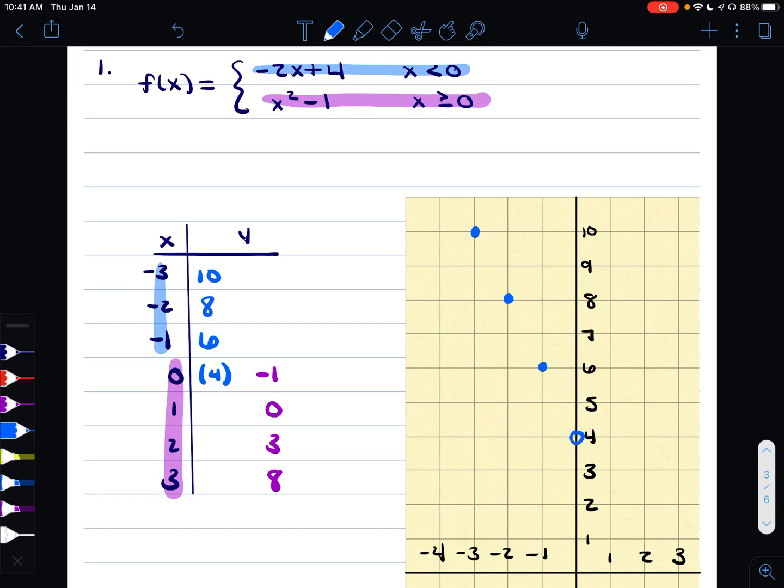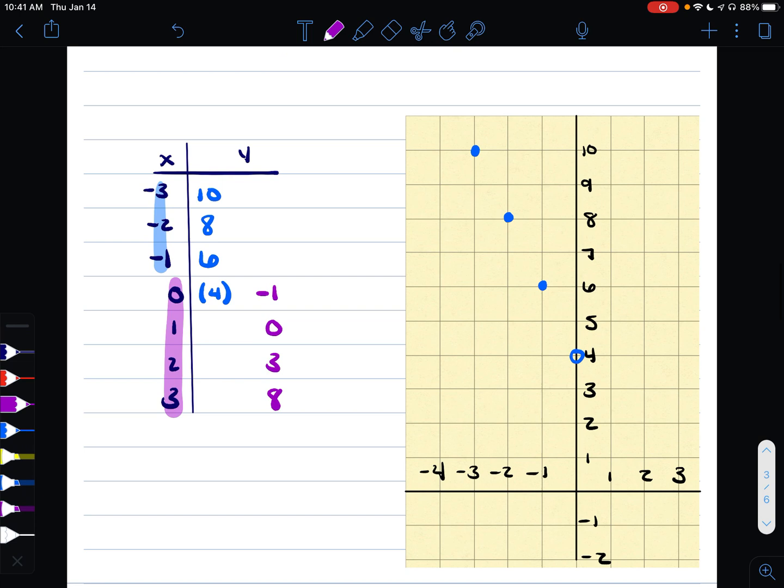Okay. All right, then at 0, we actually use the second equation, so 0, -1 is the actual point. That's our closed circle. Then we have 1, 0, 2, 3, and 3, 8. All right, and then just connect your points. So all of our blue points are going to connect. Those came from the top equation.